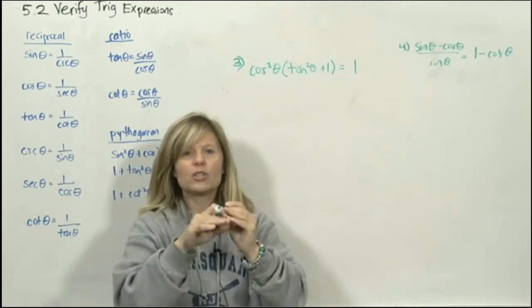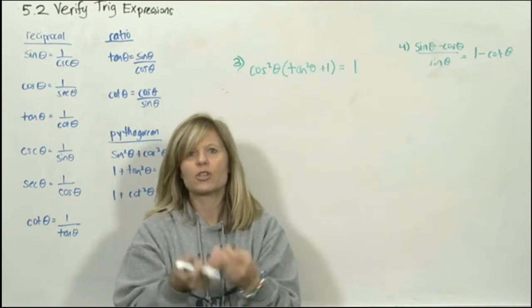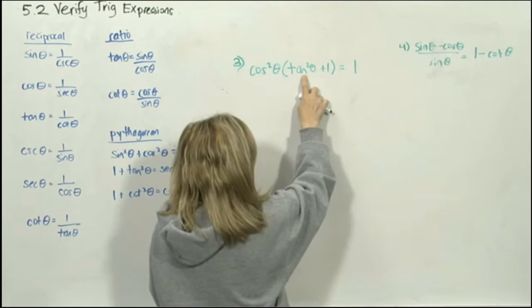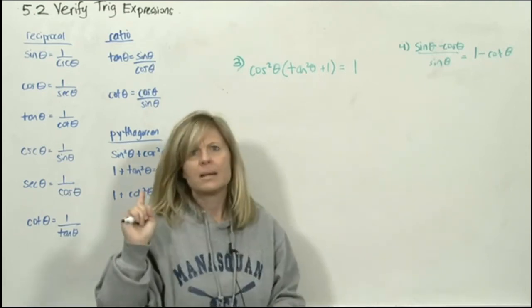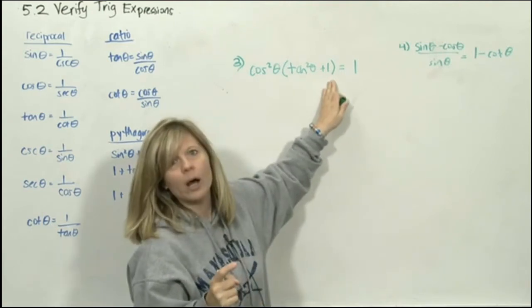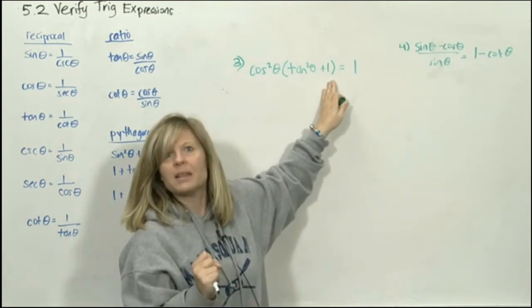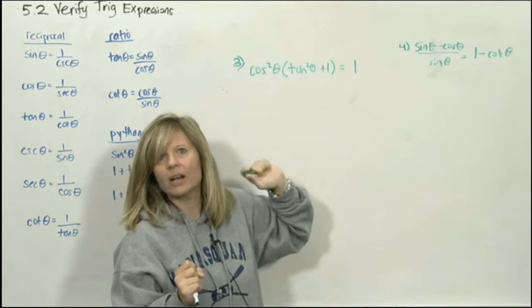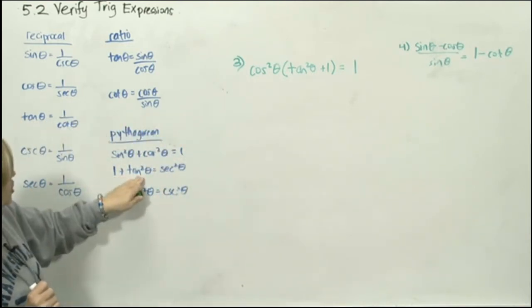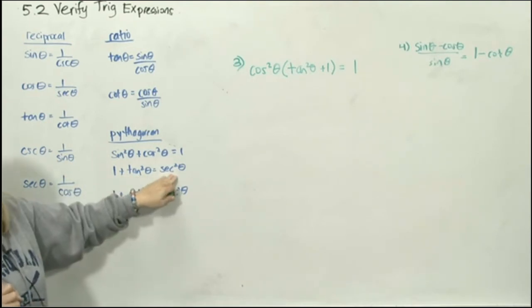P means always do what's inside a grouping symbol first. So that's the way I'm going to proceed. I'm going to look inside here and say, oh, there's tangent squared theta plus 1. Let me think about that. I got a square and a 1. Let me go look at my Pythagoreans. Is this one of my Pythagorean identities? Sure enough, it is. 1 plus tangent squared equals secant squared theta.